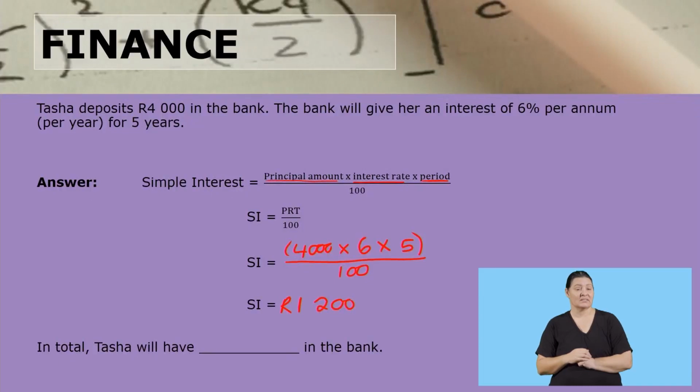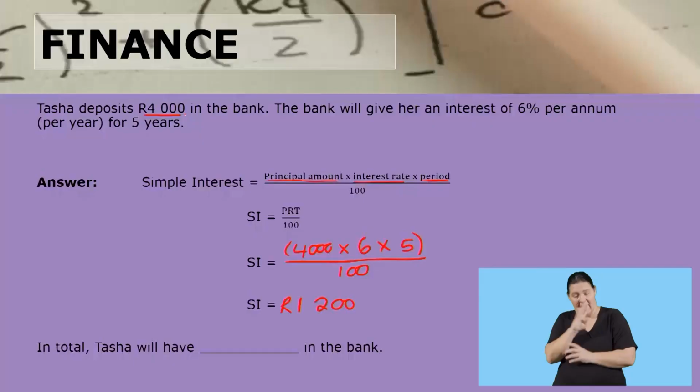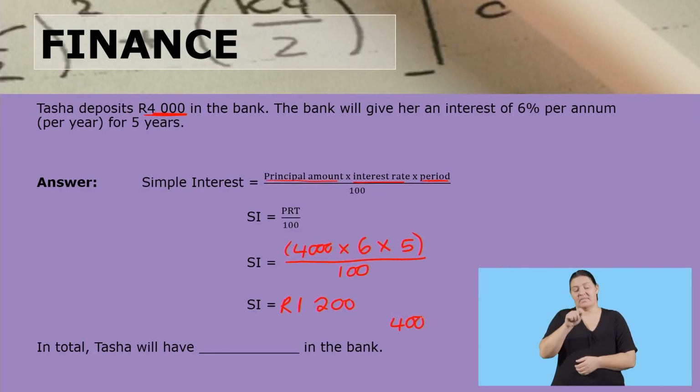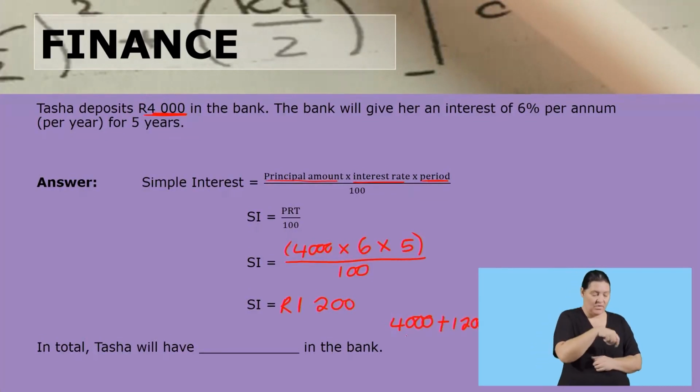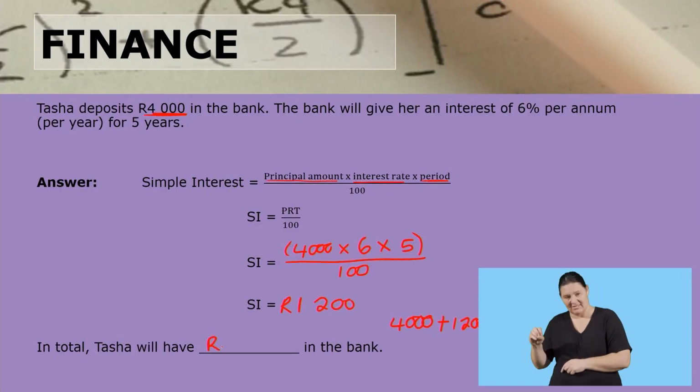So remember, this 1,200 is the interest. But then when we add it to the original amount that Tasha had in the bank account, which is that 4,000. So that means we are going to say that 4,000 plus that 1,200. And we know that the final answer is going to be 5,200 rands. So that's our interest or our finance.